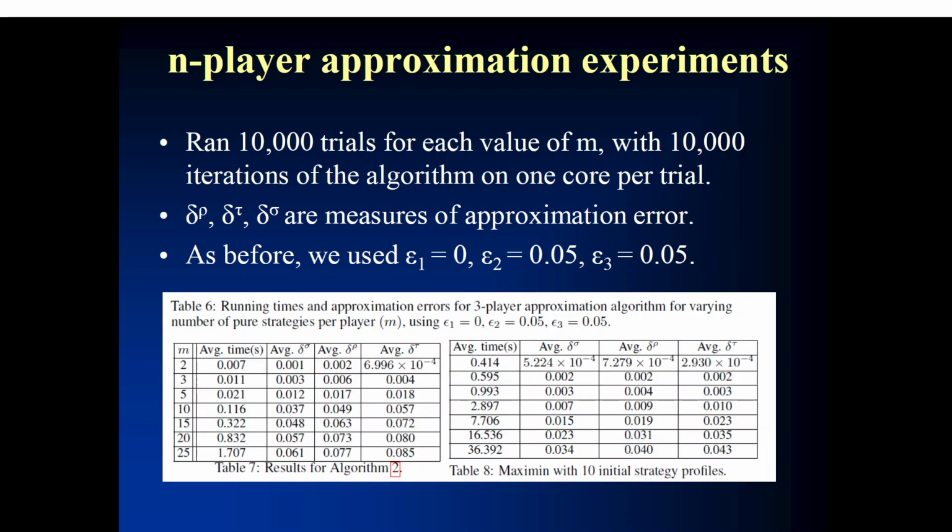For n players, we can also do approximation algorithms. I'm going to do epsilon 1 is 0 and the others are 0.05. We can see that it takes a fraction of a second up to about a second for 25, with a sizable approximation error. And if we use 10 initial strategy profiles with maxi-min initialization, we can reduce the error by about half. And so, it takes on the order of seconds and has a pretty low approximation error. And so you can see that there are both exact and scalable algorithms that are practical for computation.